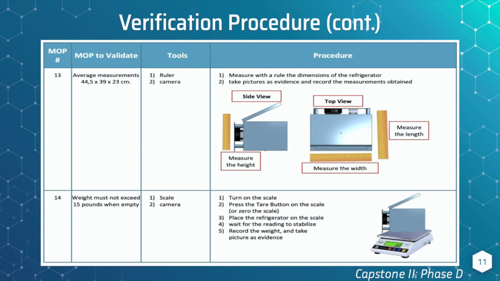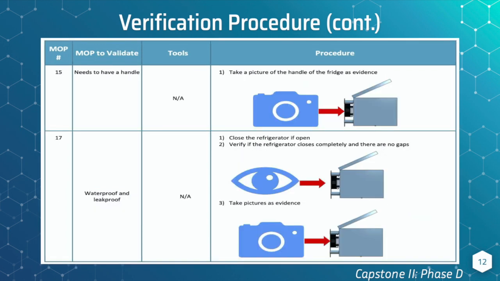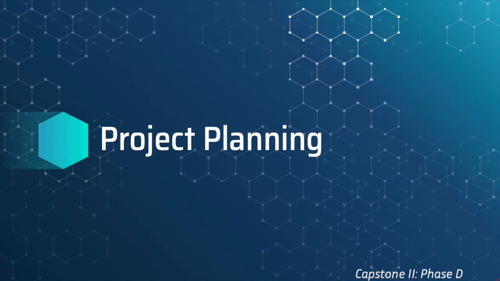And the fourth slide is MOP 15, which needs to have a handle. On that one, a picture will be needed as evidence. And MOP 17, that the refrigerator is waterproof and leak-proof. We have to close the refrigerator if open and verify that the refrigerator closes completely and there are no gaps. We have to take a picture as evidence of the build of the refrigerator.